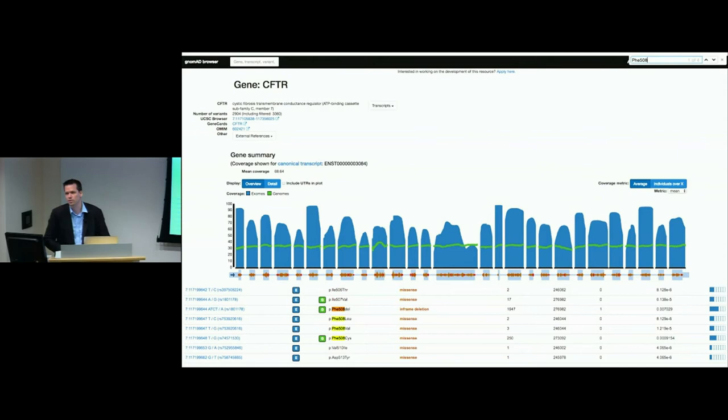Okay, so this is a screenshot from a gene page. Here we're looking at nomad.broadinstitute.org. You can look up your favorite gene. I'm sure all of you have a favorite gene, and what you will find when you look it up, in this case, CFTR, the cystic fibrosis gene, is a plot of the coverage of our exome data in blue and our genome data in green across each of the exons of that particular gene.